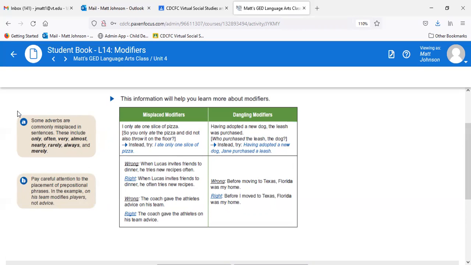And the second box, pay careful attention to the placement of prepositional phrases. And the example, on his team, modifies players, not advice. So going back to this statement here, the coach gave the athletes advice on his team. With that prepositional phrase, on his team, you want to make sure that you say the coach gave the athletes on his team advice.